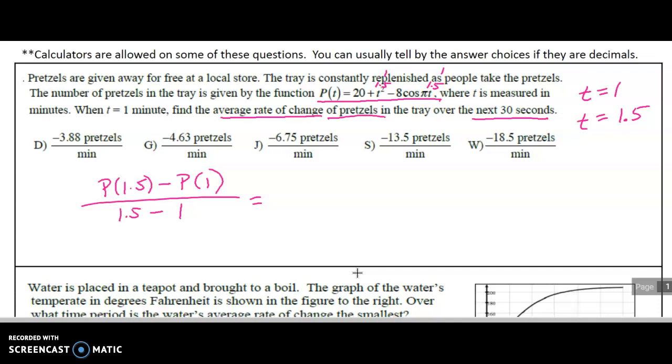Make sure you're using your pi button on your calculator. And then I'm going to type that in, and we're going to plug in 1. If you want help with the graphing calculator, please email me for a one-on-one Zoom, and I can do more help with you one-on-one. Okay?